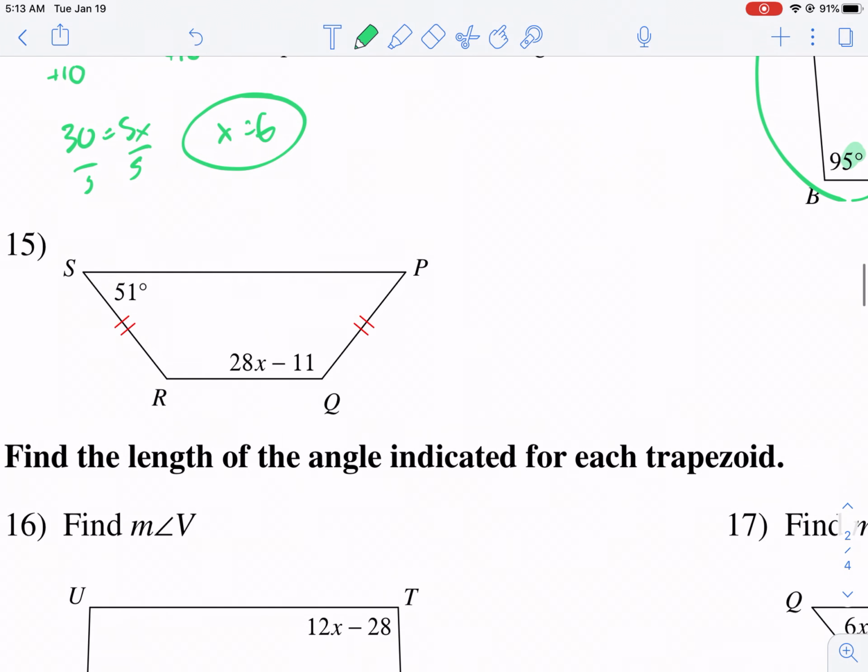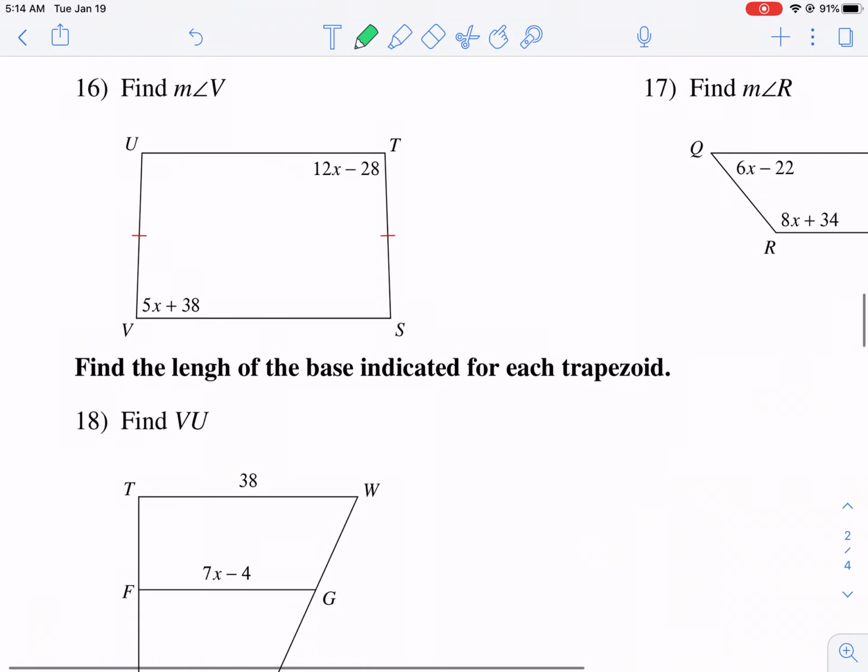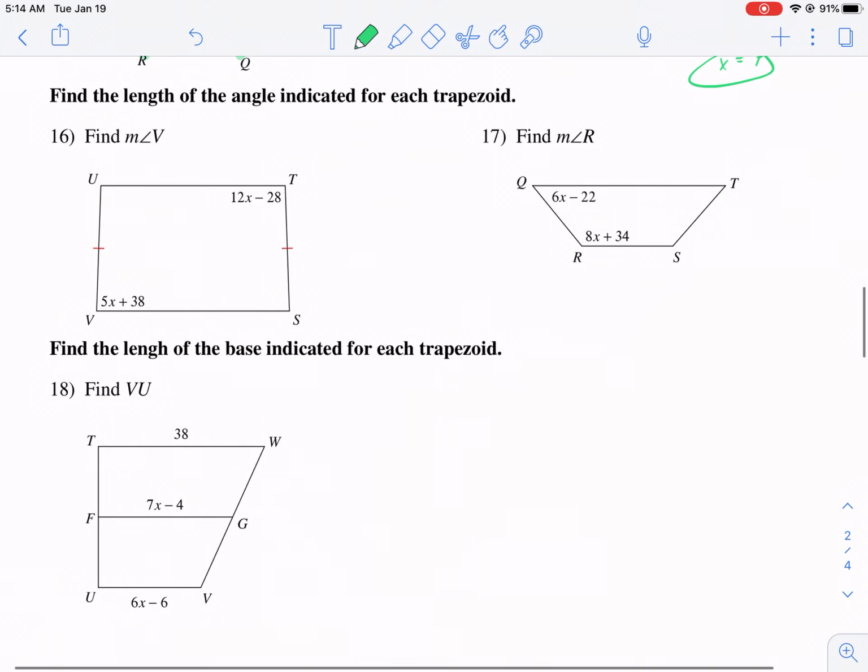And then this one is the same thing. We have an isosceles trapezoid, so the setup here, I'm not going to solve it, but 51 plus, this is also 28x minus 11 is going to be equal to 180. Okay, that's the setup there. Find the length. This is just the one step further that we're talking about.